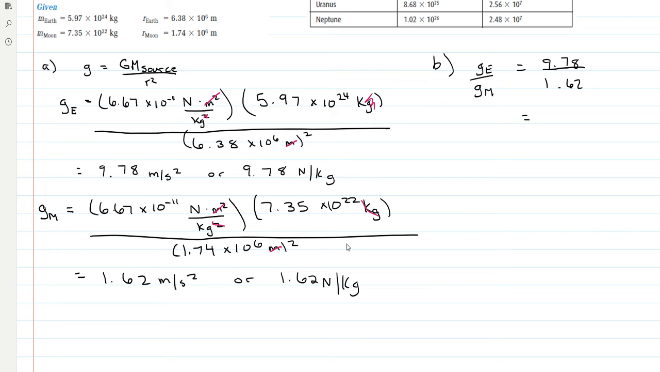And you can do the same, or you can show that you understand that canceling by setting it up and then canceling it, which gives us 6.04. And then it asks what that ratio means. That ratio means something very cool. This tells us your weight is about 6 times less on the moon than on Earth, which is kind of neat.